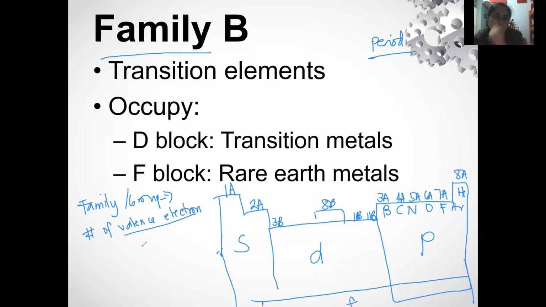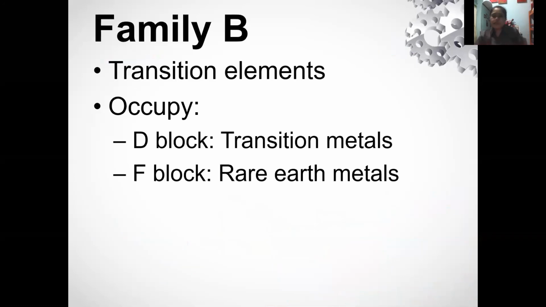Anong ibig sabihin ng valence electron? Ito yung electron found in the outermost shell. Again, pag sinabi mong valence electron, it's the electron found in the outermost shell. So let me give you an example.